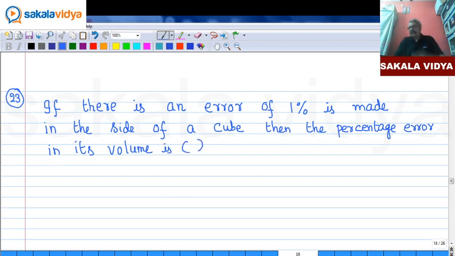Okay. Let x be the side of a cube, delta x by x into 100 is given, that is 1%, then percentage error in the volume, volume means x cube, that we need to find out now. Delta v by v into 100 we need to find out. First option here 1, second option we have 2, third option is 3, fourth option is 1 by 2.